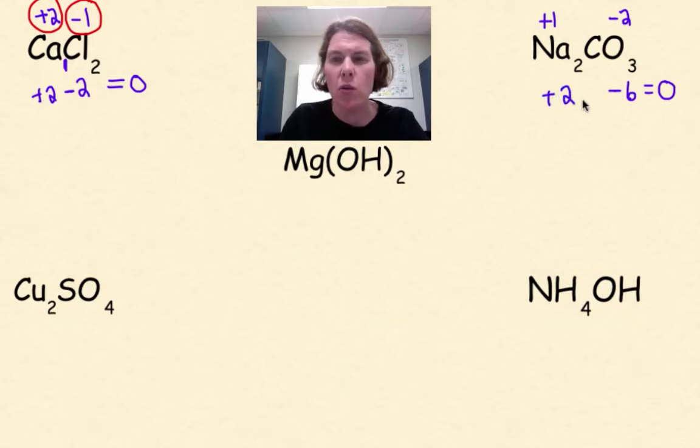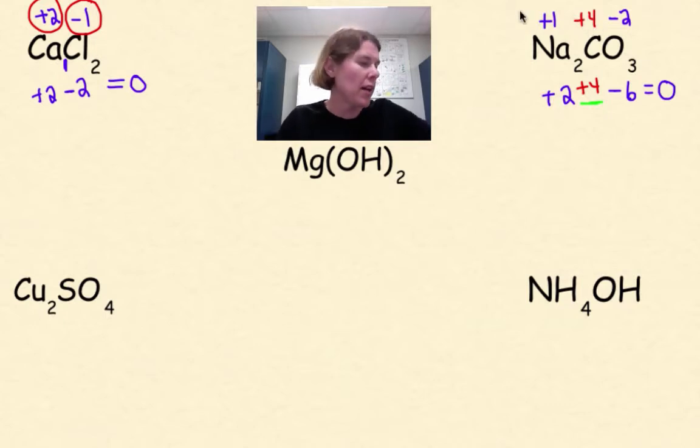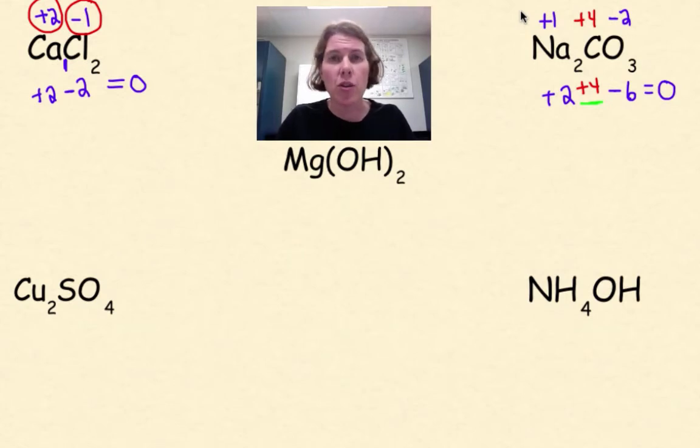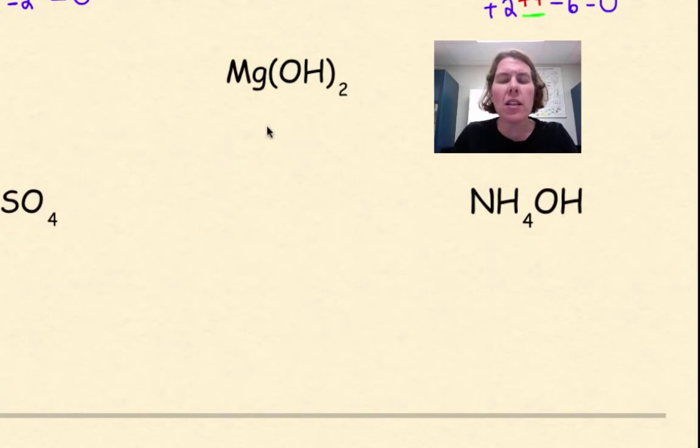So now the question is, what number right here, if all these numbers are added together, will give me an overall charge of 0? And the answer to this one would be +4. So carbon here is +4. And again, I'd go to my reference table and double check to make sure that that charge actually exists, and then I'd move on. Now let's look at this one here.